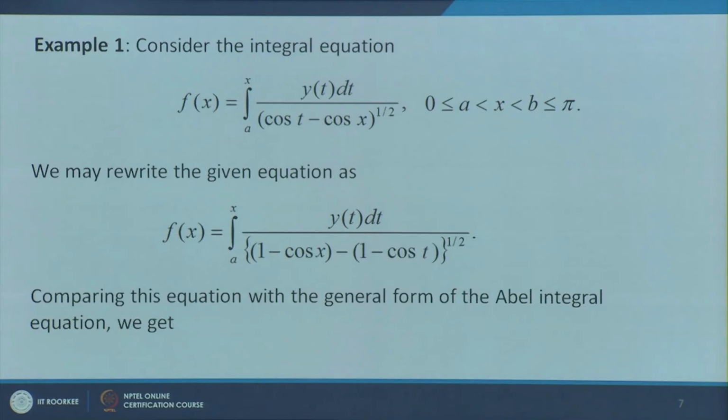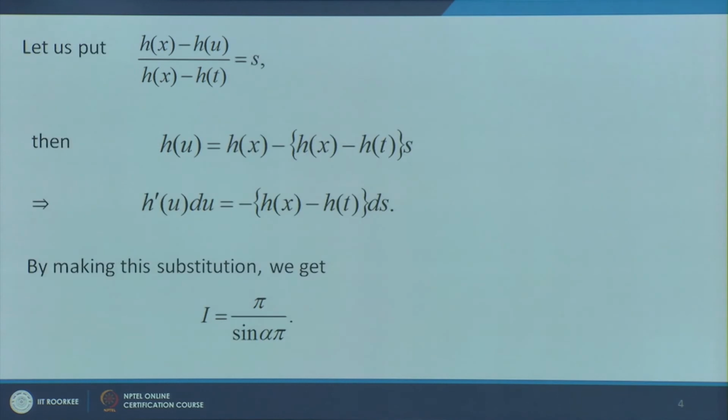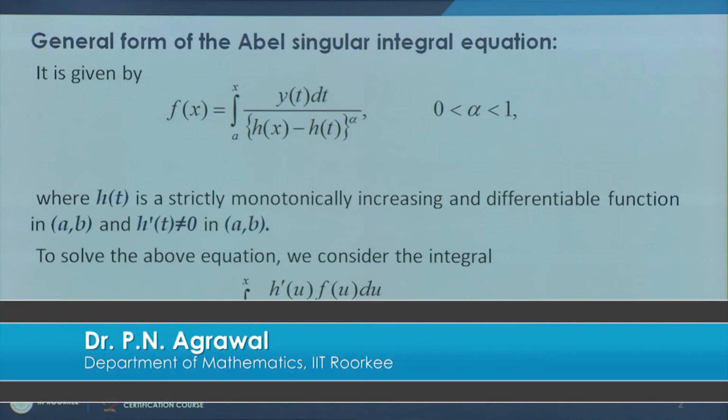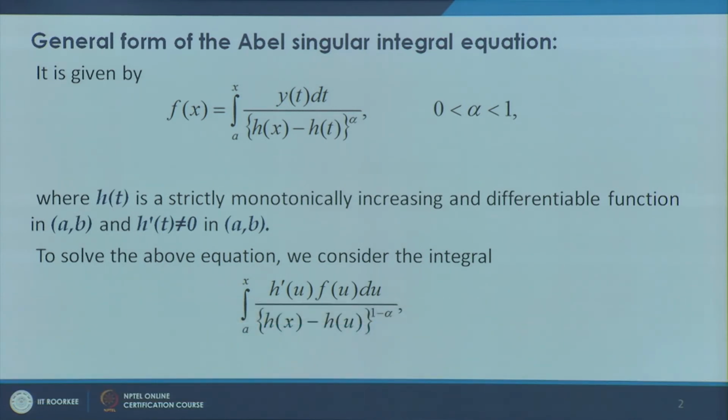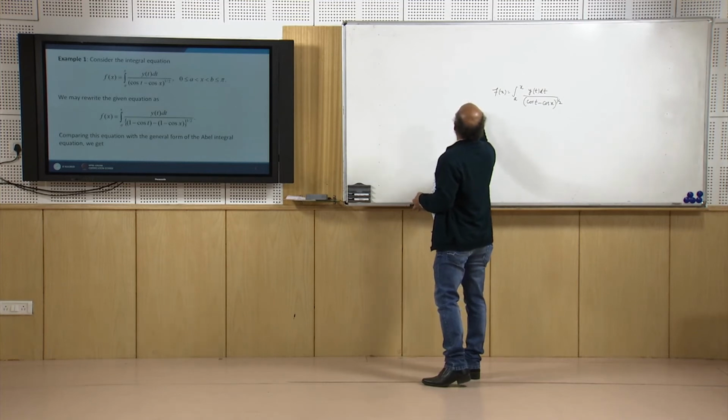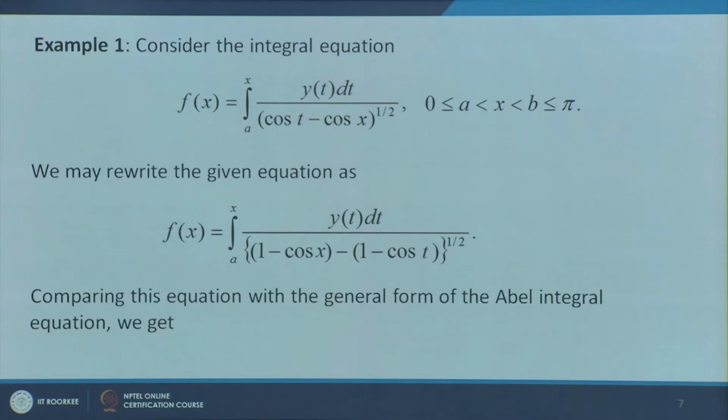Here f(x) is the given function, and φ(t) is the unknown function. When we compare it with the general form of the Abel integral equation, we get alpha equal to half, and h(x) equal to cos x. So this will be h(t) equal to cos t, and alpha is equal to half.